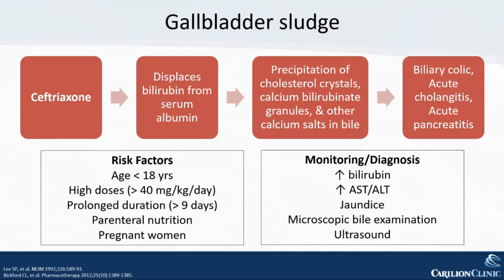When we look at monitoring, we usually see an increase in bili, though not always, and increased AST and ALT, though sometimes it has more of a mixed picture. We can't always see jaundice in some patients, particularly our younger patients. So it is something we can see with ceftriaxone, and seeing as that's a really common intravenous medication, it's something we should all be aware of for monitoring.